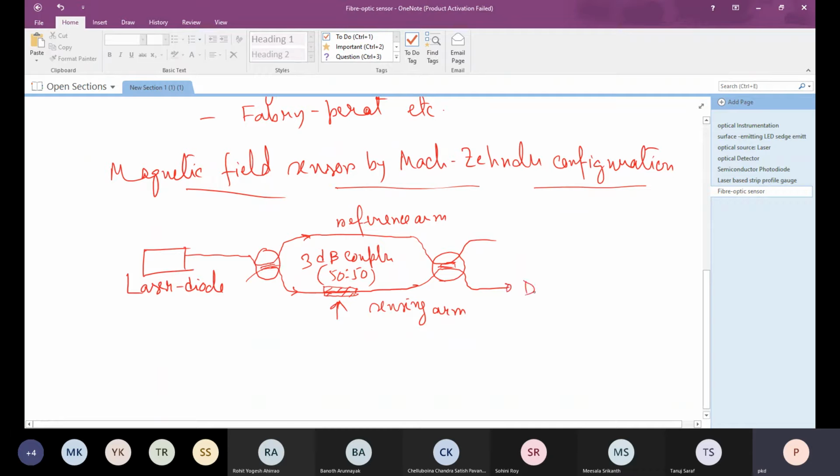Then similarly at the output we have the same coupler acting as a mixer, where the two lights, one having some phase, are combined. The two arm lengths are the same, but if there is some perturbation here, there will be a change in refractive index, so the path length will change. Then this is mixed at this coupler, so interference is created and the intensity modulation is affected. That intensity modulation is detected by a photodetector.